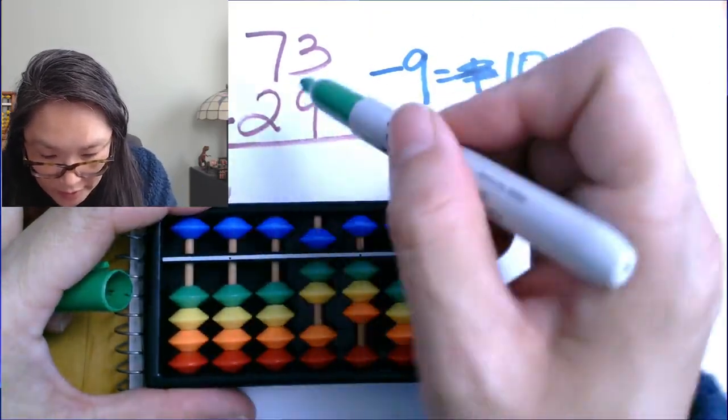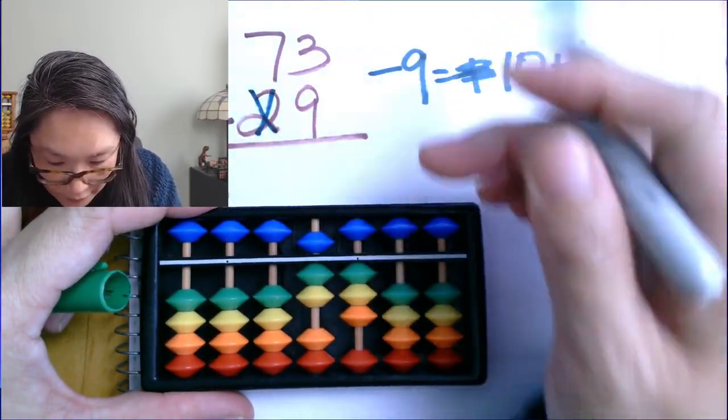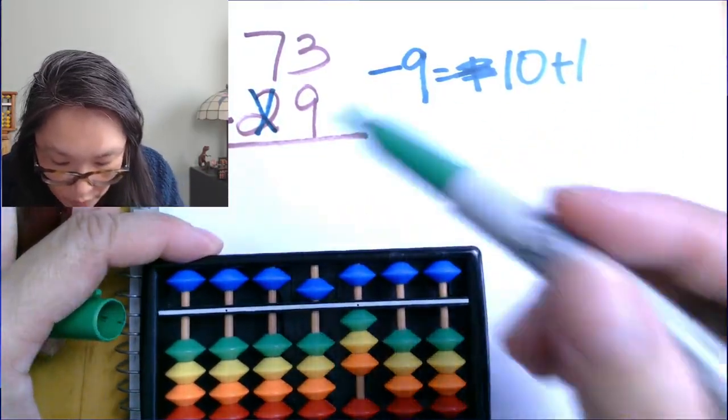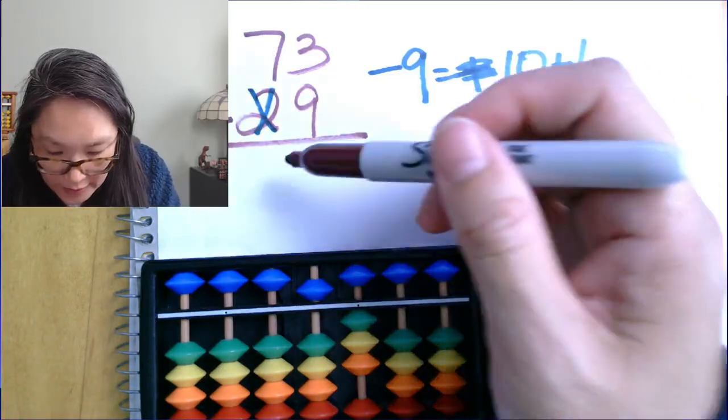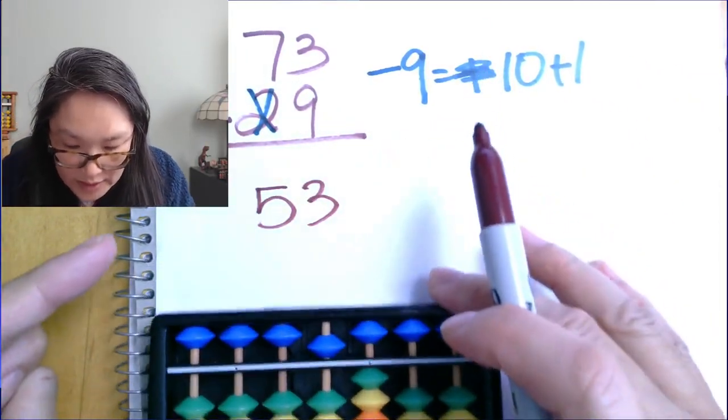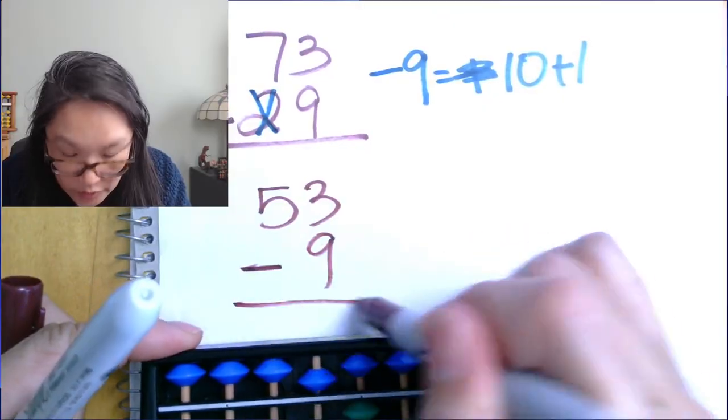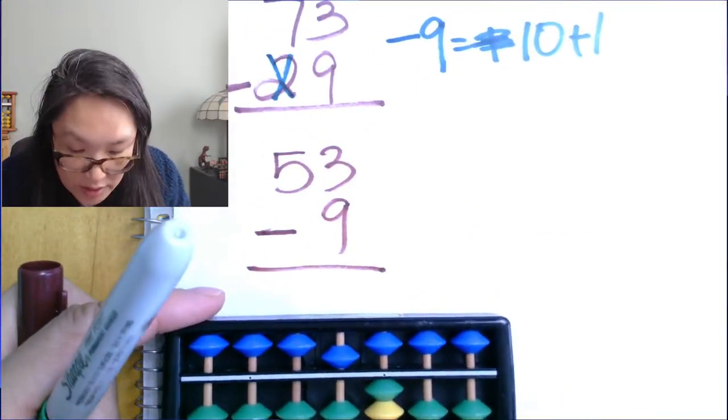73, so I took away the 5, right? So I take away, I'm sorry, 2. So our question is now 53. 53, what is going to happen? We are going to do a two-step equation. So this is a two-step equation.